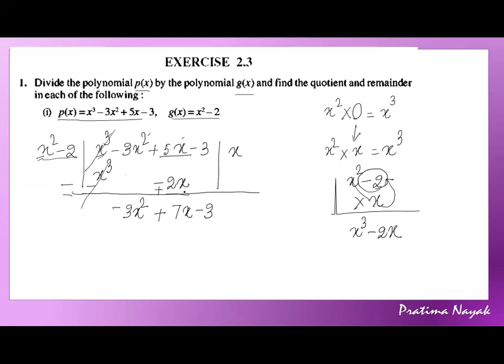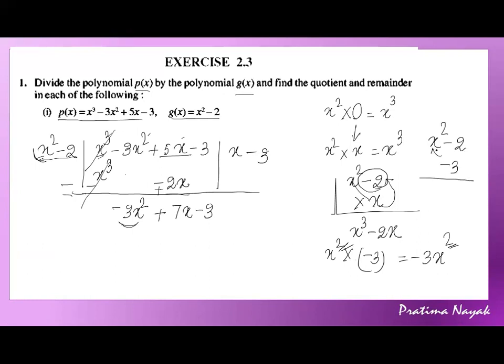Now again you will go for first term and first term, and think what should be multiplied in x square to get your minus 3x square. So certainly it will be only minus 3 because the powers are the same. So minus 3 into x square gives me minus 3x square. So the next term of the quotient polynomial is equal to minus 3. And whenever I write minus 3, I'll multiply minus 3 with all the terms of the divisor.